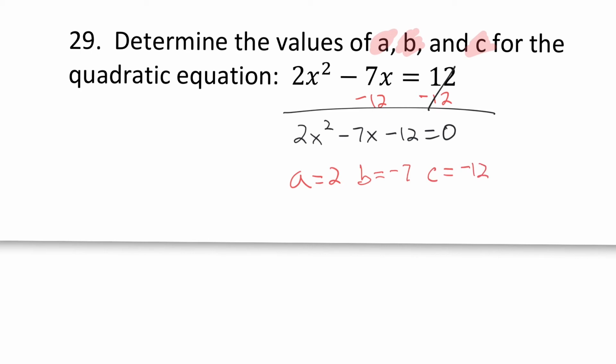But let me emphasize on this, guys. If the order is not in standard form, so if these terms are not in order, make sure you guys look for the x terms. So the x squared is the a, the regular x, exponent of 1, is b, and the constant will be c, the number with no variable. So that's what they're asking for, a, b, and c.